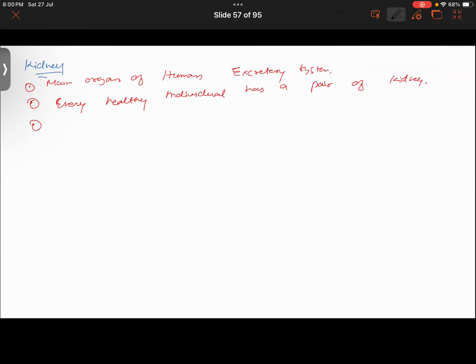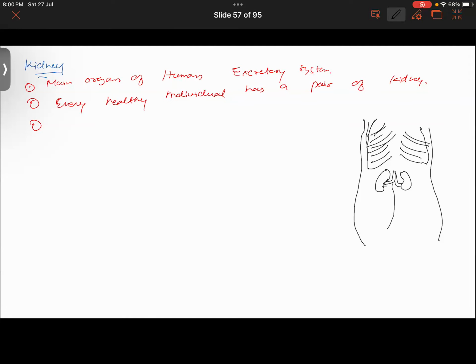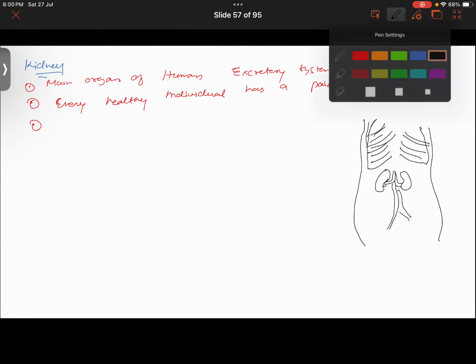The third point is the location. If I were to draw a rough diagram like this, say that this is our rib cage. Try to understand, the drawing might not be perfect. Say that this is your rib cage. So right over here, the location of the kidneys is present. Getting what I'm trying to say? That is the location of the kidney.